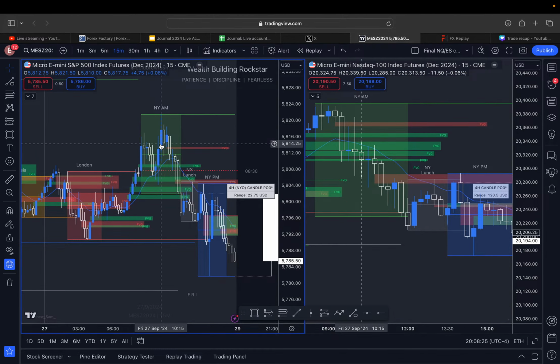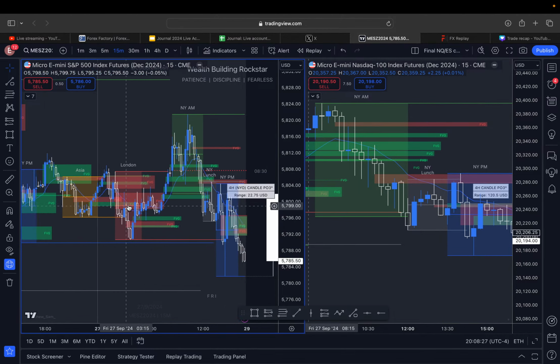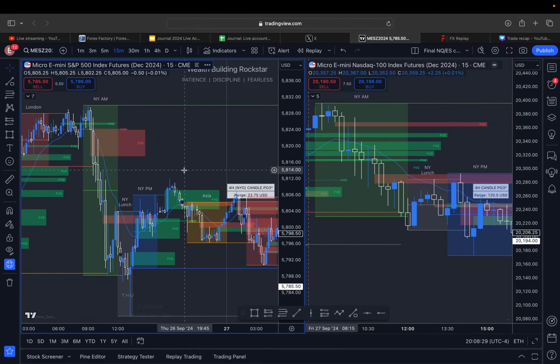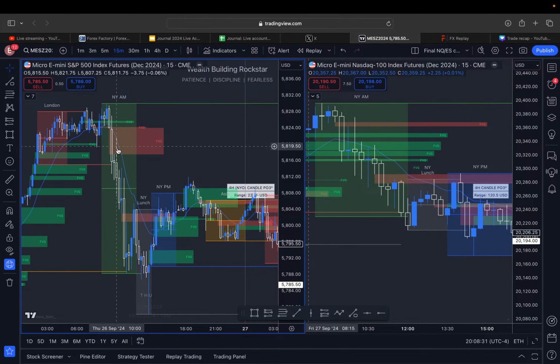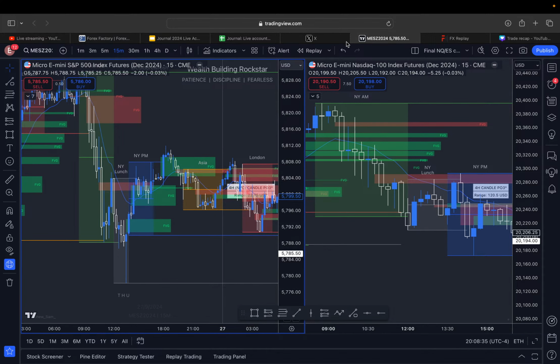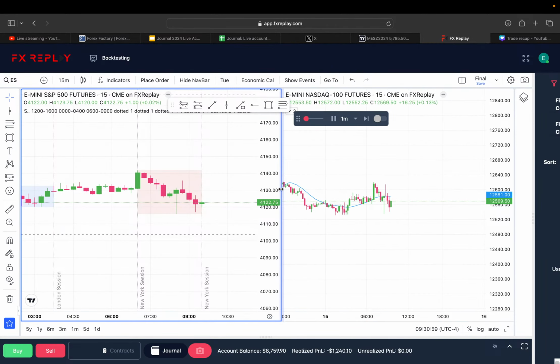Getting on at 10 o'clock obviously helps. Obviously, some days, like yesterday, 9 o'clock we did it. But even at 10 o'clock here, this is the 10 o'clock, we came back up, and then we tanked for more. You still catch a big part of the move at 10 o'clock. So that's what we're going to backtest today.